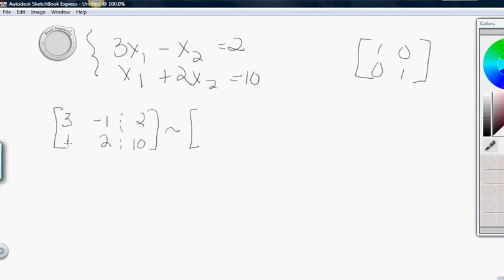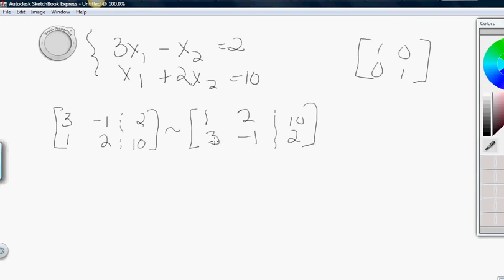So I already noticed that in the second row I have a 1 where I'd like it to be up here in that first one. So the first thing I think I'd like to do is simply just flip the 2 rows that I have. So the 1, 2, 10 goes on the top, 3, negative 1, positive 2 on the bottom.